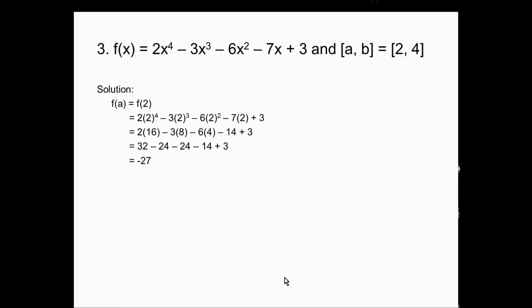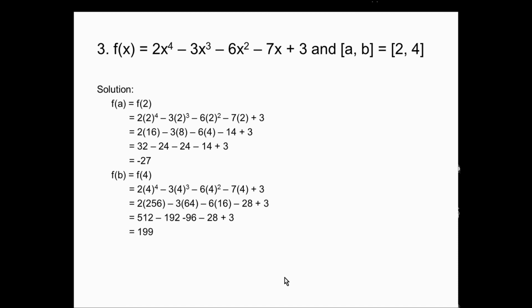Now evaluate f of b. f of b is going to be f of 4. So 2 times 4 to the 4th minus 3 times 4 cubed minus 6 times 4 squared minus 7 times 4 plus 3. So I have 2 times 256, minus 3 times 64, minus 6 times 16, minus 28 plus 3. So I have 512, minus 192, minus 96, minus 28 plus 3. And when you crunch it on out, you get 199.